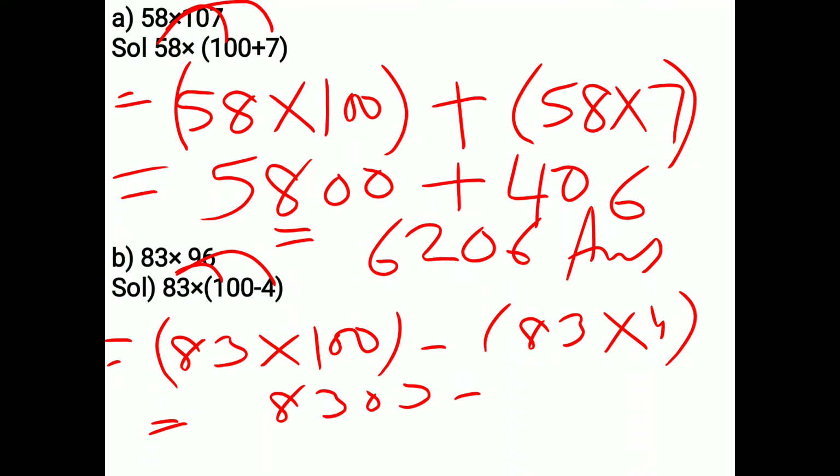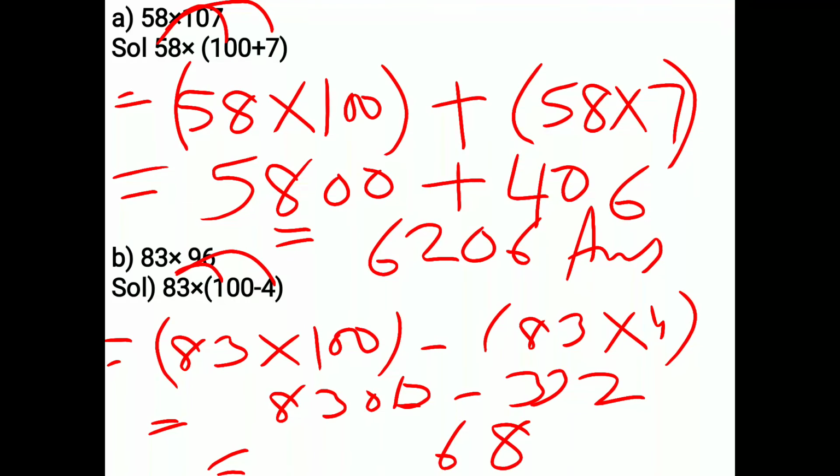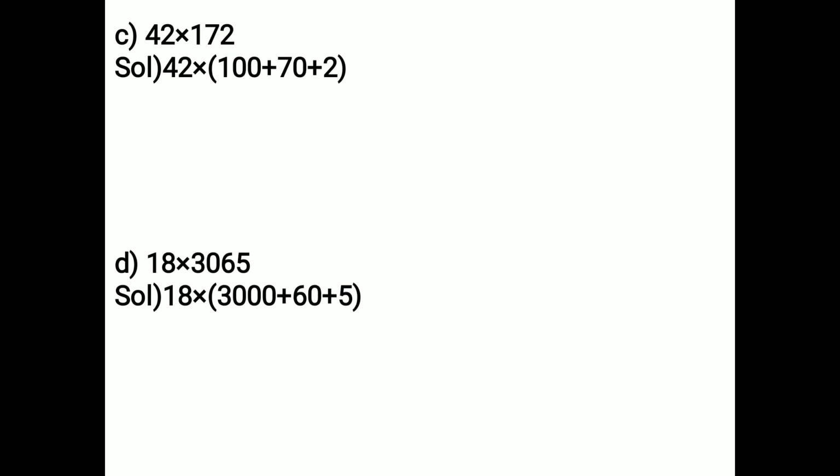minus 4 3s are 12. 4 8s are 32, 33. Clear? Now 10 minus 2, 8. 9 minus 3, 6. 12 minus 3, 9. And 7. Answer is 7968. Clear? Now C part.